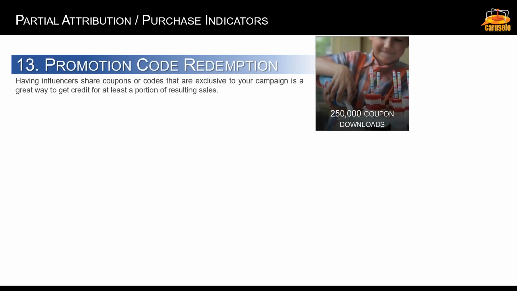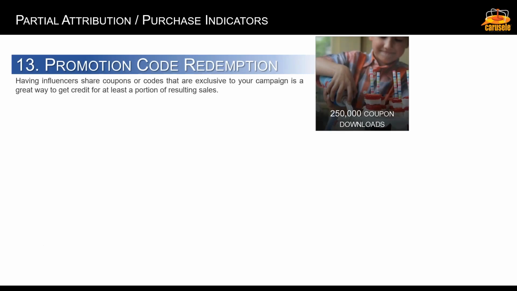So now we're going to move away from the audience and campaign insights and start to get into attribution of real sales. Now, first I'm going to do partial attribution and then I'm going to do more complete attribution. I'll explain why these are partial attribution even though some of them seem to be complete attribution. So starting with the first one, promotion code redemptions.